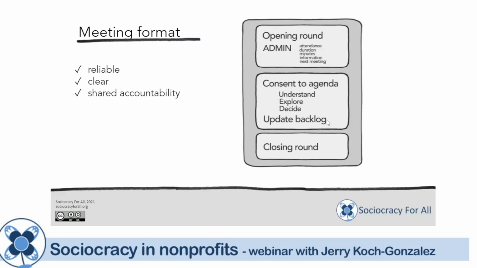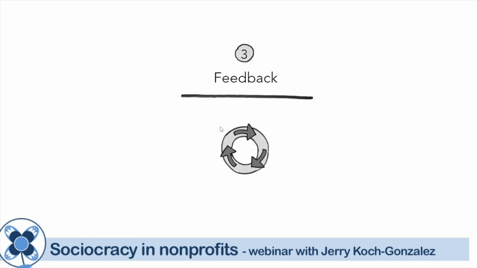Finishing up a meeting with updating the backlog means, what items did we not cover that we need to come back to later on. Closing round: how was this meeting in terms of productivity, in terms of our process, in terms of our interpersonal relations? Third element is the feedback. And one of those elements of the feedback is what I was just talking about, the closing round, where we're talking about how the meeting went, and it's feedback about how we could improve into the future.